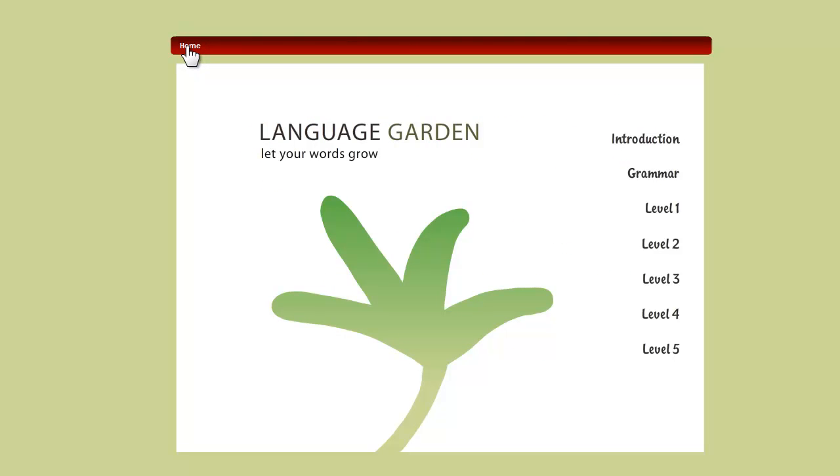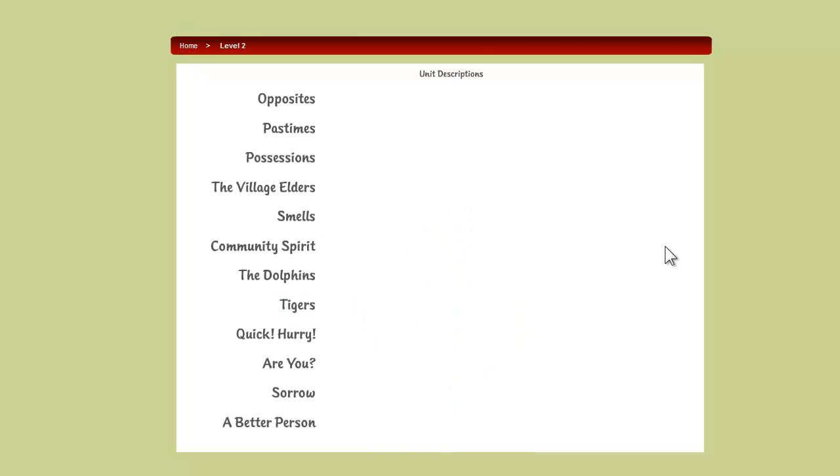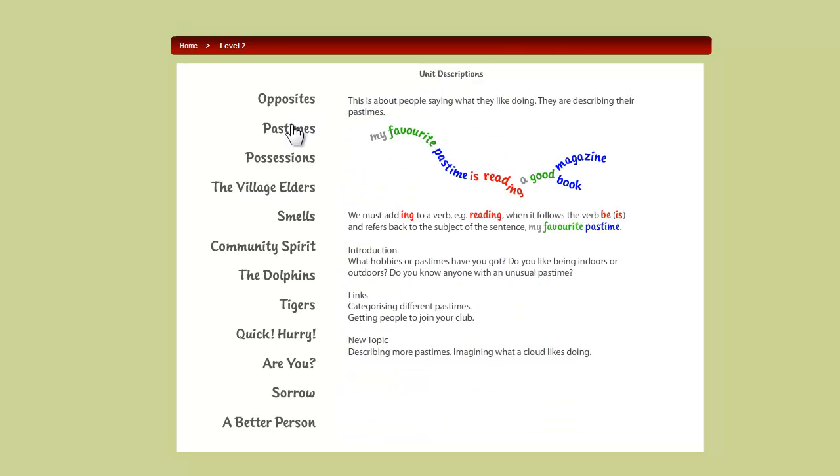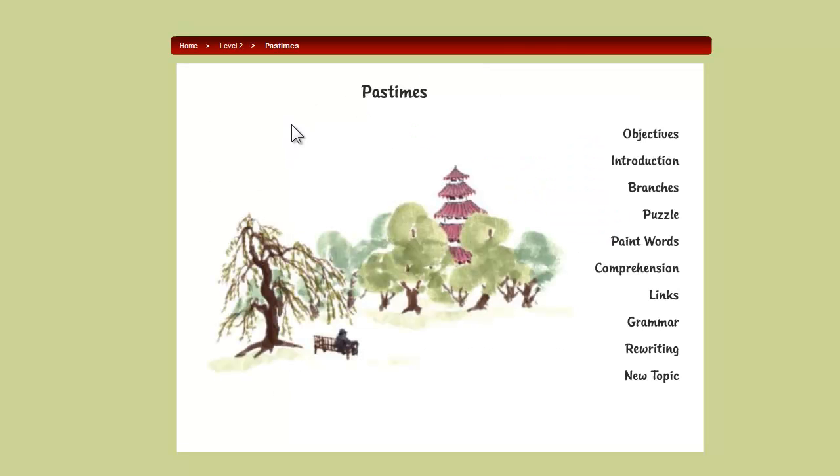Now let's look at level 2. Again, there are 12 units, and if I put my cursor over unit descriptions, we can read what the unit is about. Let's look at pastimes. Again, there are 9 or 10 activities. We will look at introduction, rewriting, and paint words.